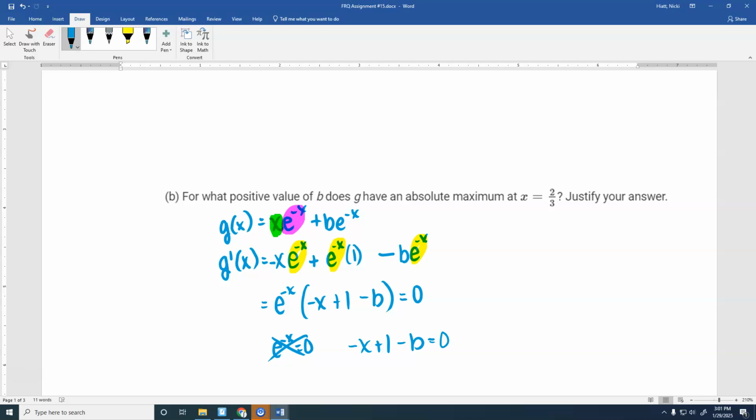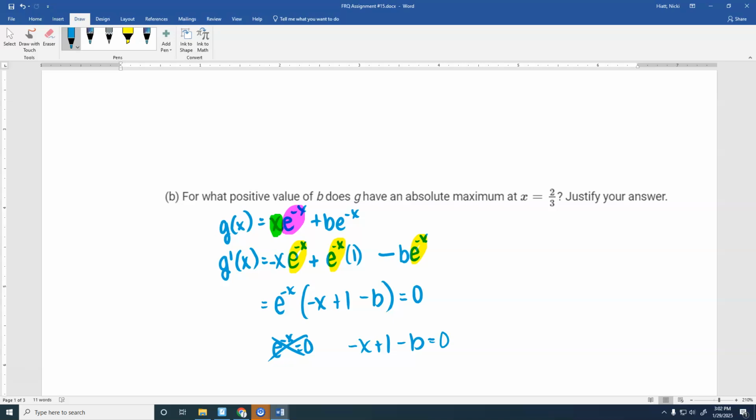You can set that equal to 0. There's something there, but we've got too many variables to solve it, right? So at this point, we want to stop and think about what are we trying to prove? Actually, we know what the derivative should be at 2/3. We should have a maximum at 2/3, which means my derivative should be 0, right?